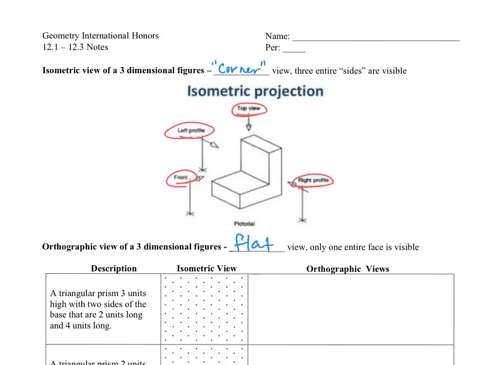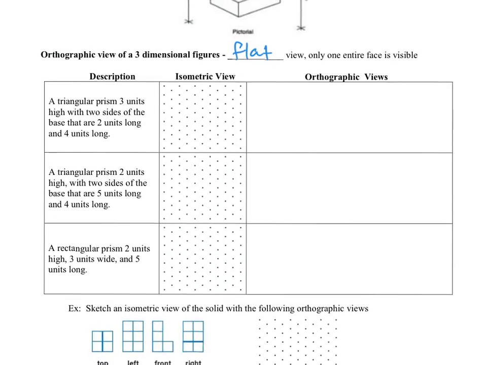So let's take a look at an example where we're going to look at a description. We're going to draw an isometric view, and then we'll also look at the orthographic views. So this first description is a shape. It's a triangular prism that's 3 units high with two sides of the base that are 2 units long and 4 units long. So we're going to use what's called isometric dot paper to help us draw that.